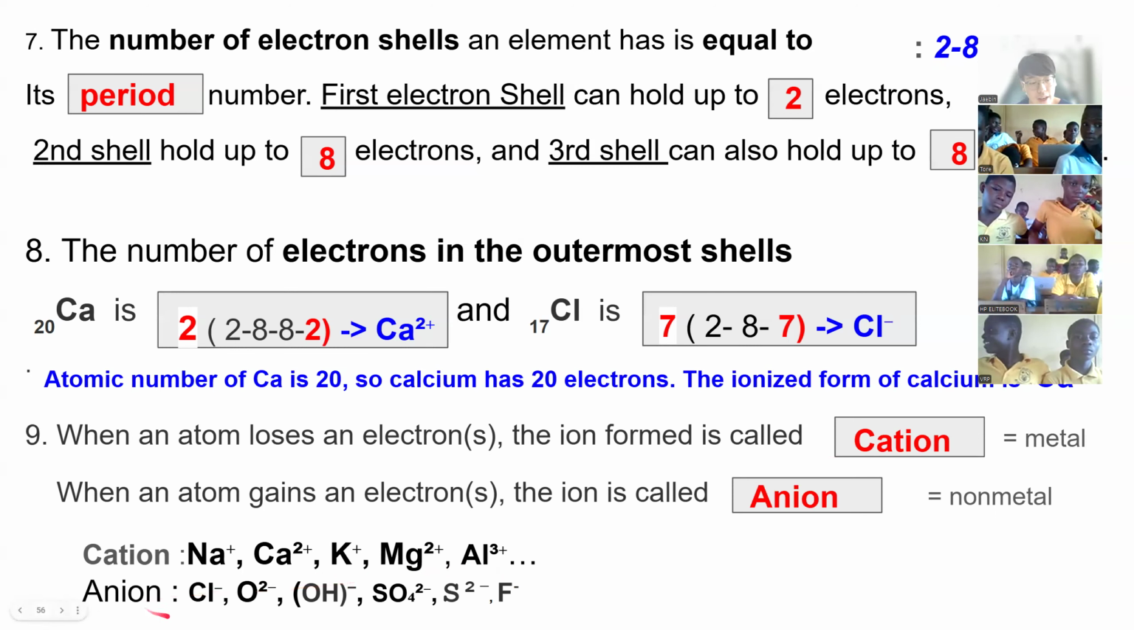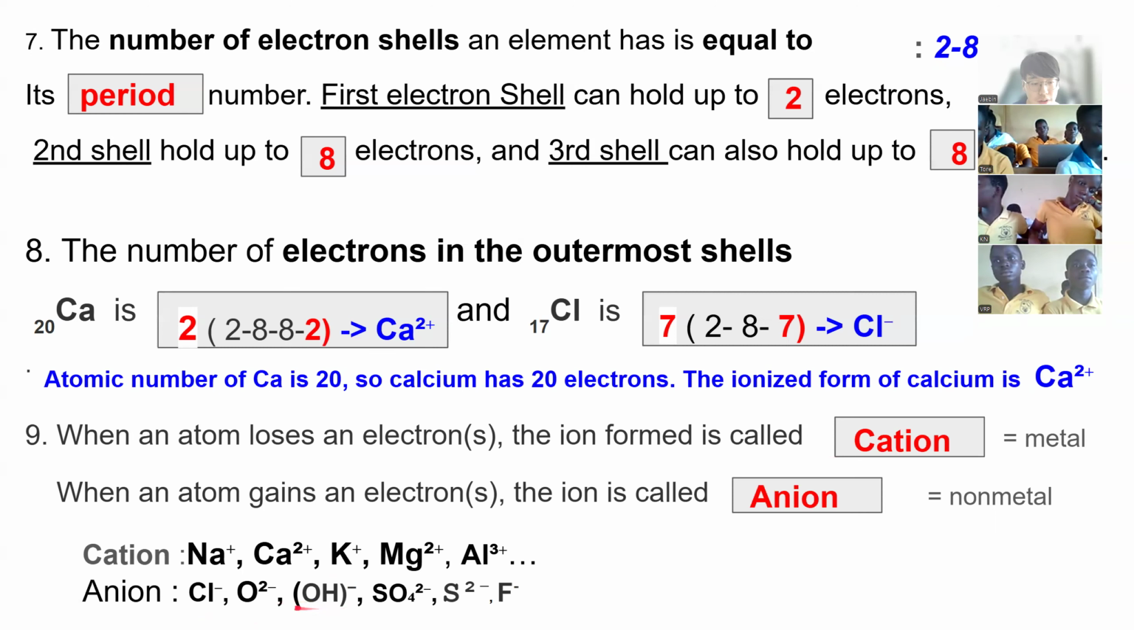And we can see the anions as well. It has the negative charge since it gains an electron. Examples are chlorine ions, Cl minus, oxygen ions, O2 minus, hydroxide ions, OH minus, sulfate ion, SO4 2 minus, sulfide ion, S2 minus, and fluoride ion, F minus. All of those gain an electron, so they have a negative charge and are called anions.